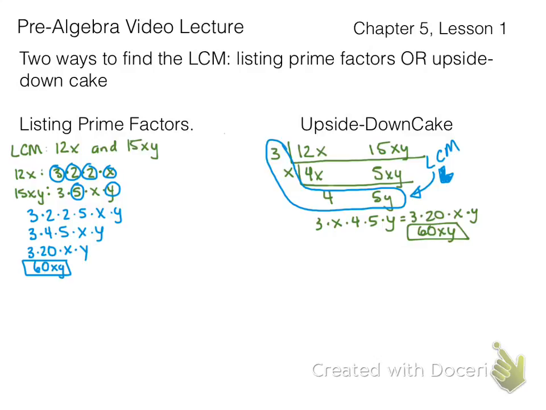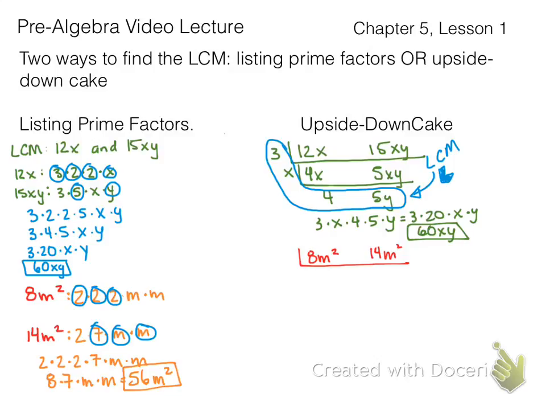Okay, so again, I prefer the upside down cake way. And here's another example. 8m squared and 14m squared. If you're doing it the long way, you're going to write out the prime factorization and circle what it has the most of. In this case, it has 3 2's as opposed to 1 2, 1 7, and 2 m's. And it doesn't matter which m's you take as long as you only take one set of them. So that would be 2 times 2 times 2 times 7 times m, which would be 56m squared. And here's the cake way.